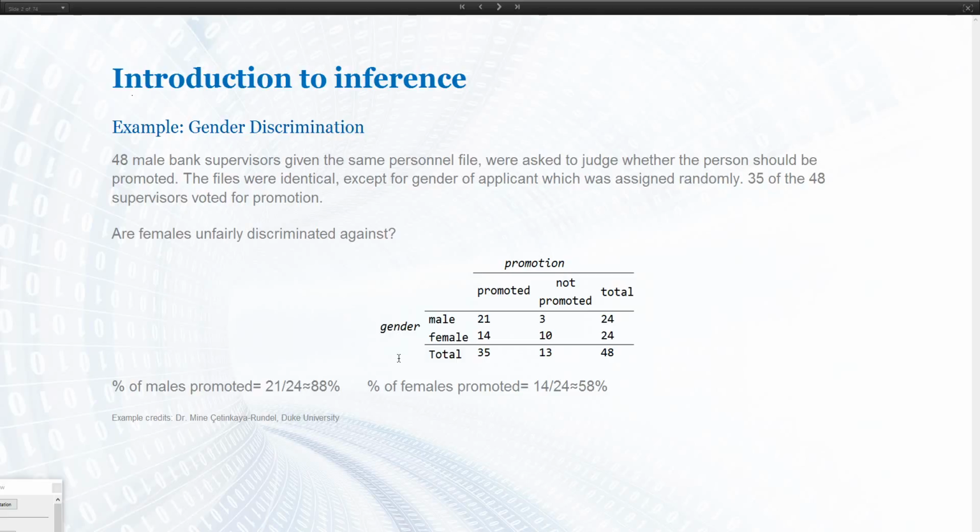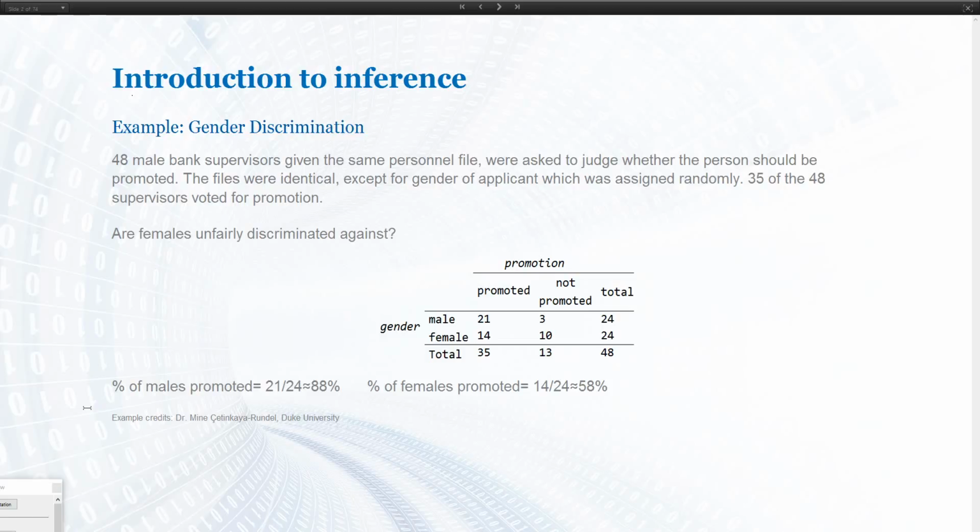And 35 of these 48 supervisors voted for promotion. I should mention that there were 24 male files and 24 female files. So 35 of these 48 supervisors voted for promotion. And now one question could be: are females unfairly discriminated against?